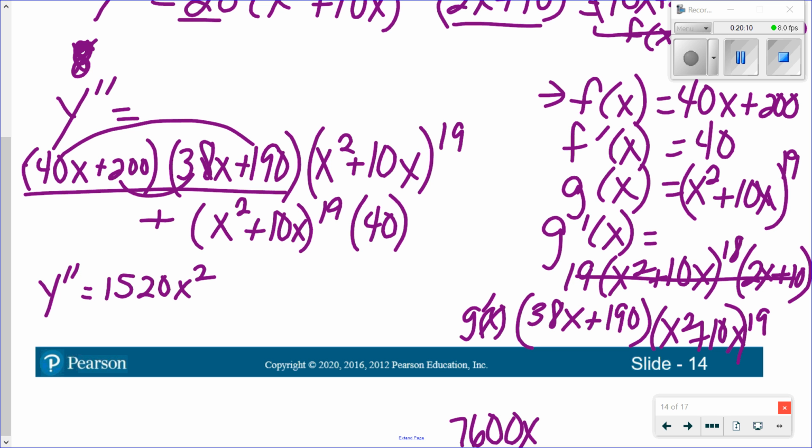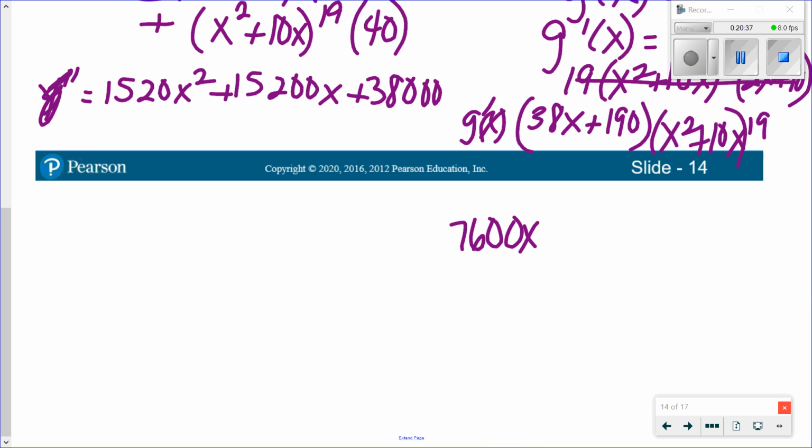Okay, so I ended up with 15200x plus 3,800. Okay, so that's what happened when I multiplied those two together. Actually, let's not call that y double prime right now. Let's go ahead. We're going to extend the page a little.